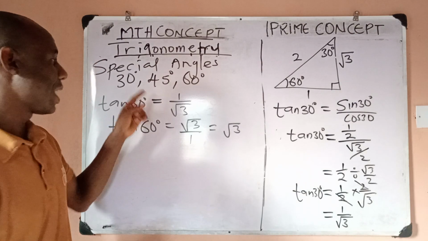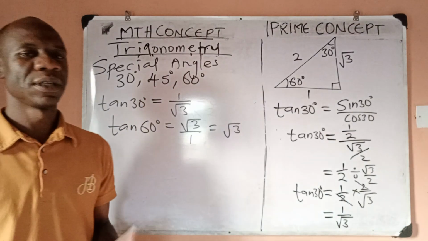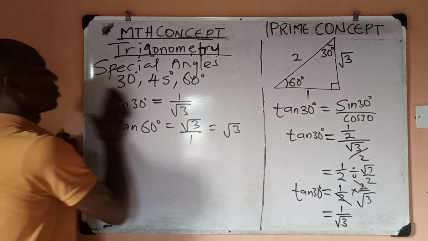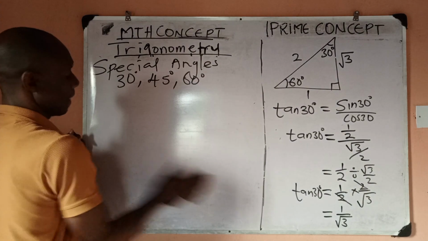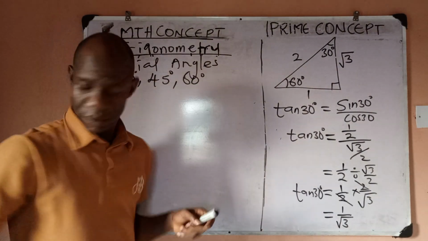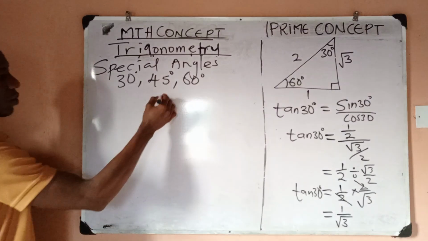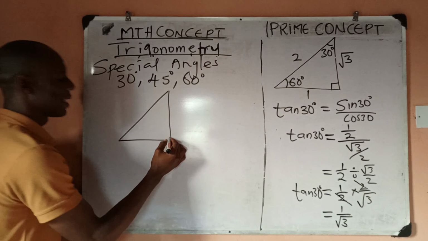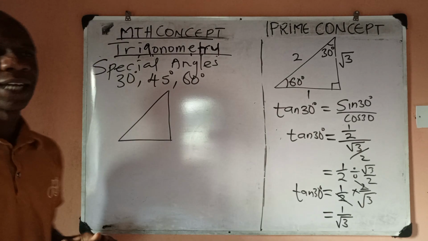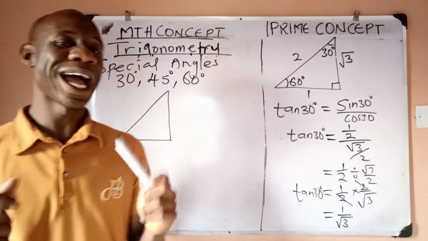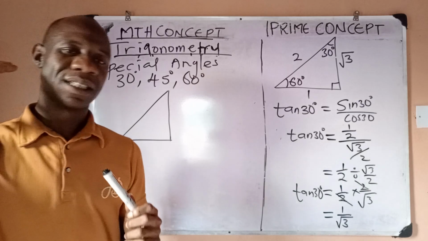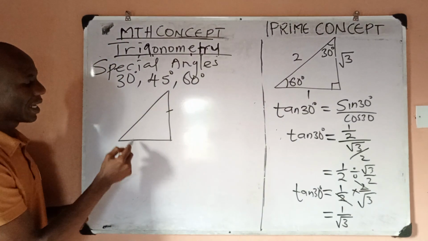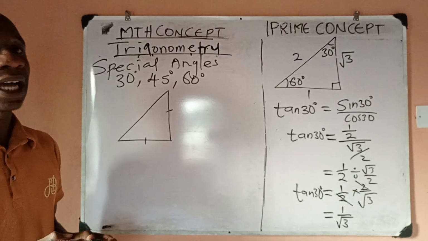So something that is left for us to get is 45 degrees. So how do we get it? We need to draw another triangle to be able to do that. So for this, we are going to use an isosceles right triangle. An isosceles right triangle. When we say isosceles, it means that the two sides of the triangle are equal. So in this case, this side is equal to this side. So this is like isosceles.